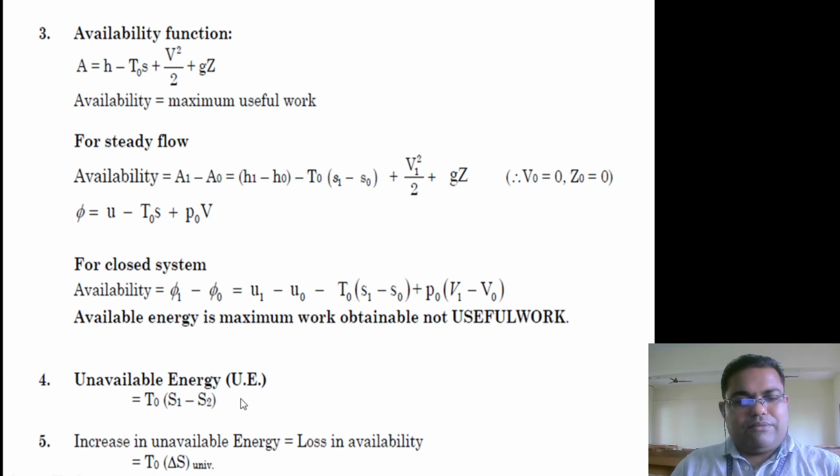Unavailable energy is basically defined as the loss in availability. So loss in availability is nothing but the heat which has gone out. That is nothing but T0 into delta S of universe, or you can say T0 (S1 minus S2), where S2 is the entropy of the surroundings. So T0 (S1 minus S0) is unavailable energy. Increase in unavailable energy is nothing but loss of availability, which is T0 into delta S of universe. Delta S of universe is always greater than 0, so the increase in unavailable energy is definitely greater than 0.